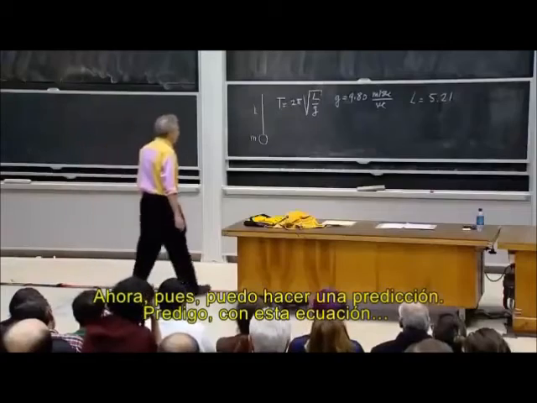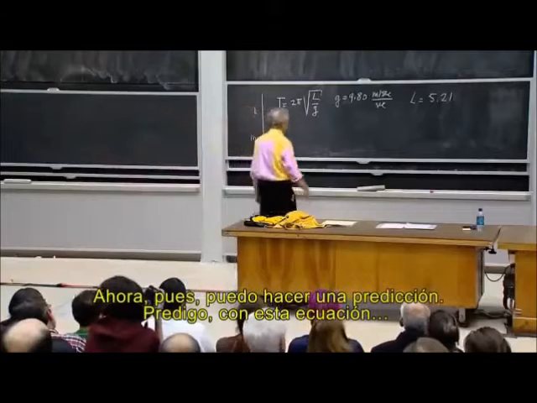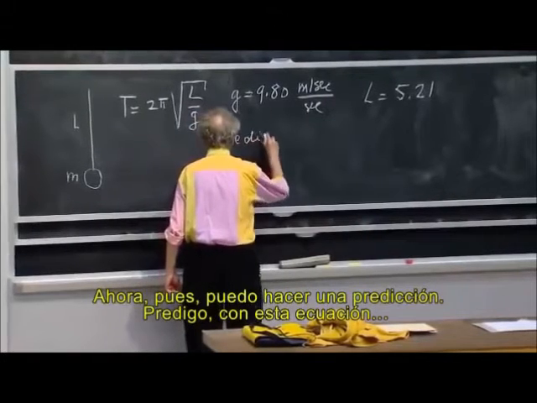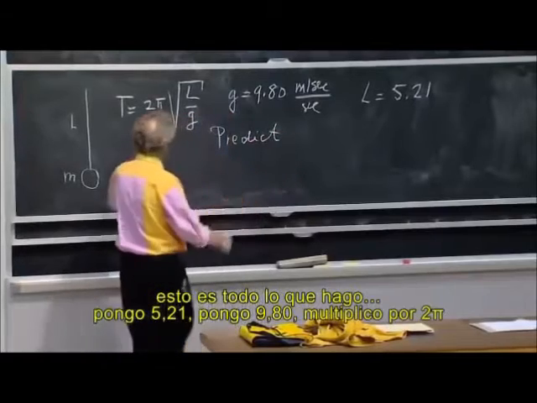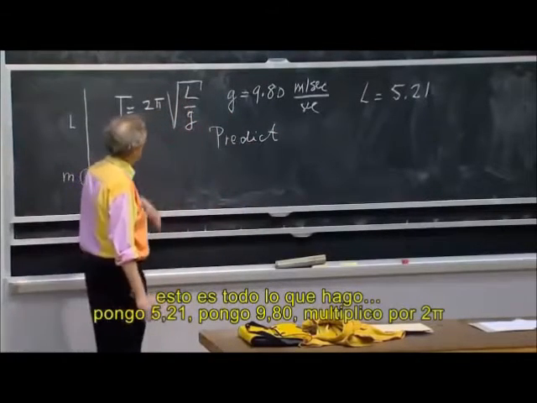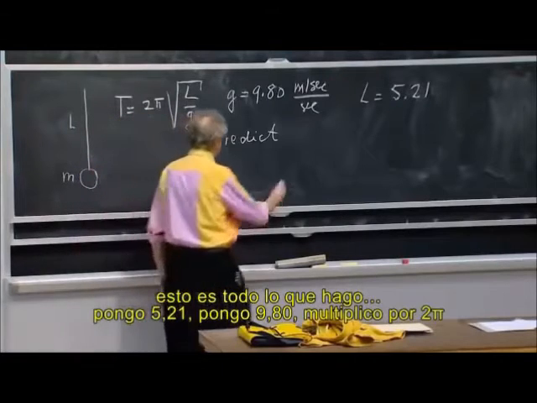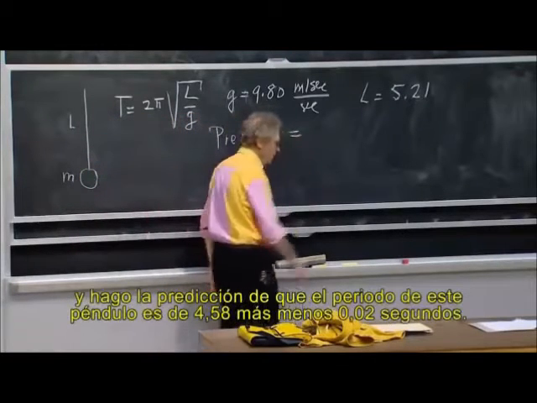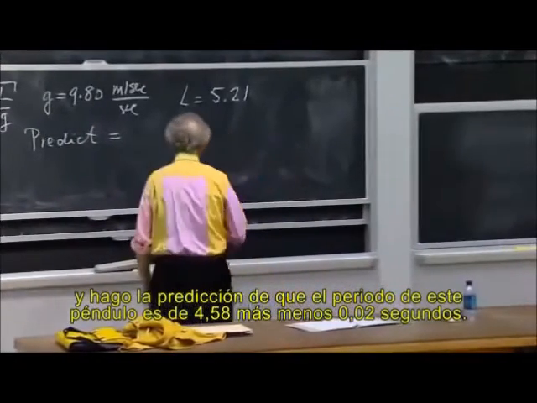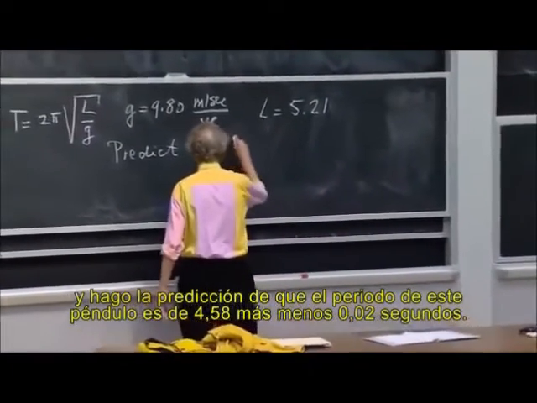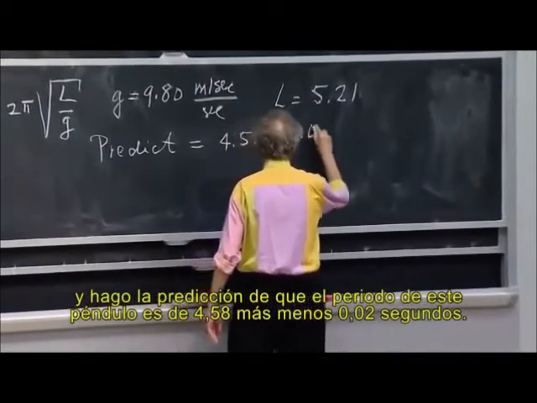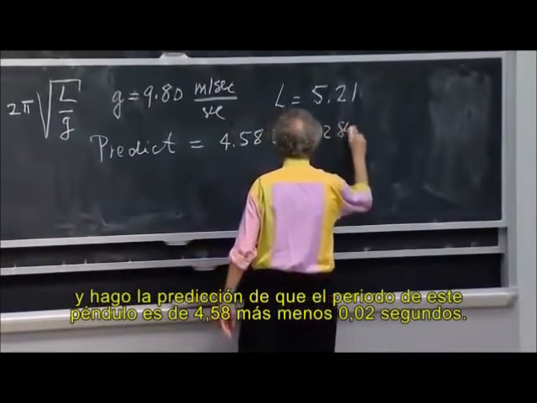So now I can make a prediction. I predict using this equation. That's all I do. I put in 5.21, I put in 9.80, I multiply by 2 pi, and I make the prediction that the period of that pendulum is 4.58 plus or minus 0.02 seconds.